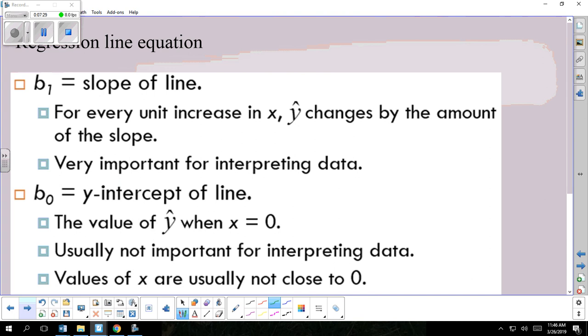So that's important. The y-intercept, the value of y hat when x equals 0, usually not important for interpreting data. The values of x in your original data set usually are not close to 0, right?